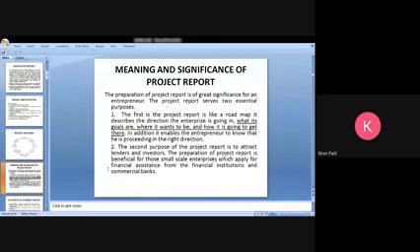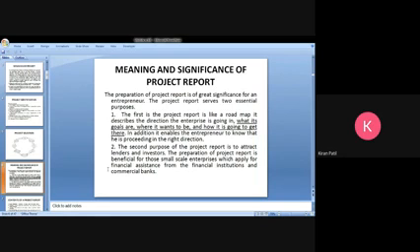Every process, every method, what kind of raw materials are needed, what kind of machineries are needed, what the labor needs are, and everything will be described in the report in detail. So having that at your hand, you can easily attract your potential investors, and you can have capital for yourself in order to kickstart your project. Okay, so a project report is very much important.